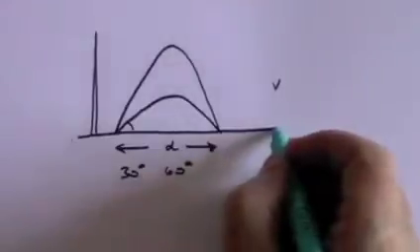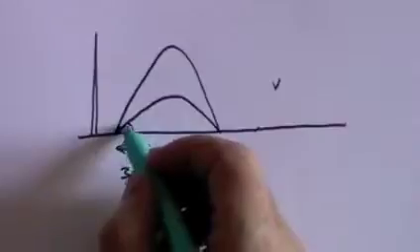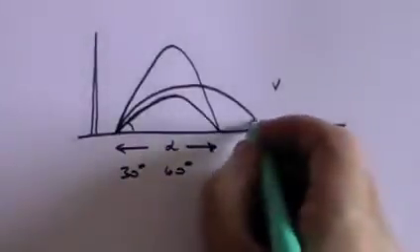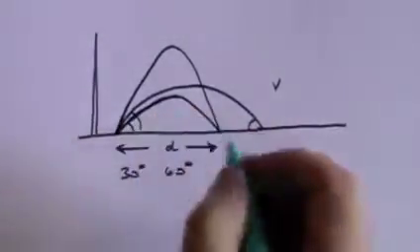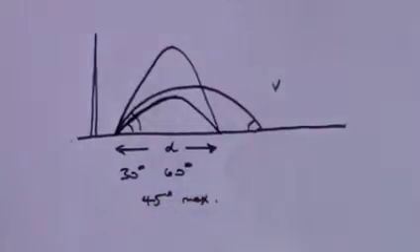And that you get, for any given velocity, the maximum range when you've got an angle of 45 degrees. 45 degrees gives you the maximum.